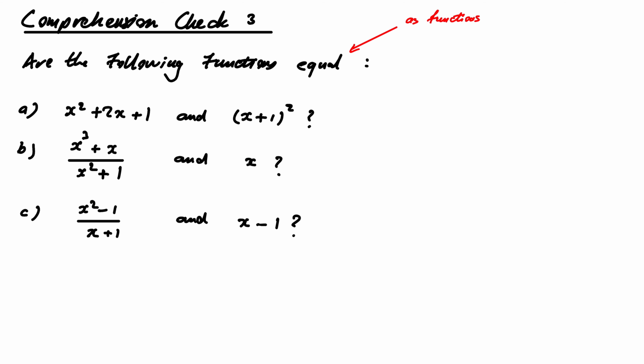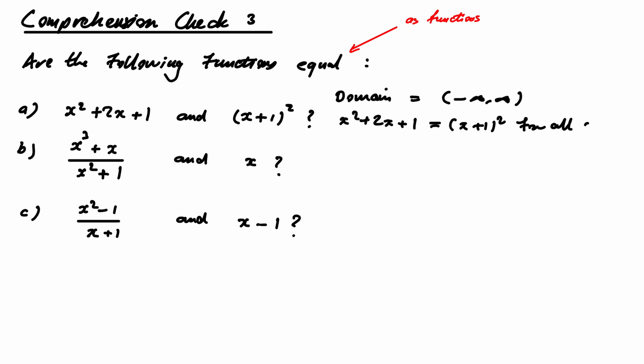Well, they both have exactly the same domain. The domain is equal to all real numbers because they're just polynomial expressions. And anything else? Well, basically algebra tells me for any x they're exactly the same. So x squared plus 2x plus 1 is equal to (x plus 1) squared for all x. So these two things together, 1 and 2, imply they're the same function or equal functions.